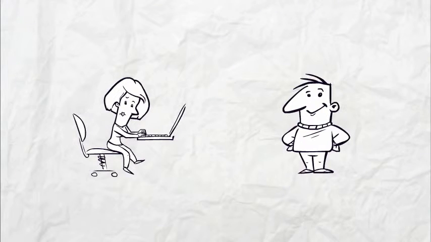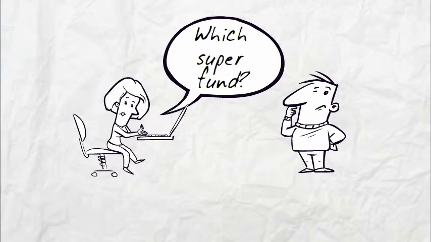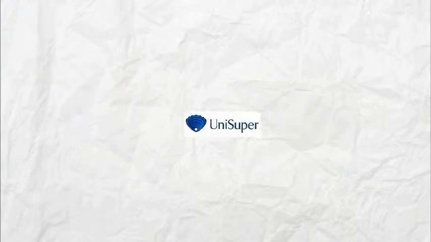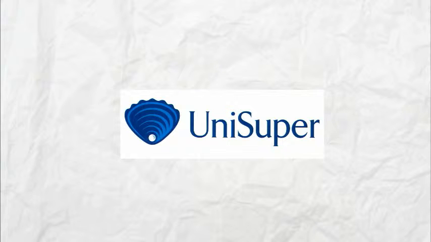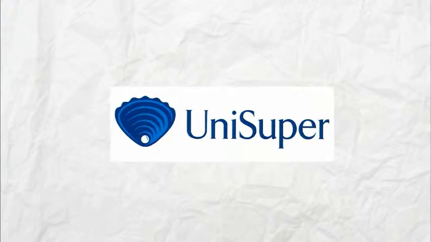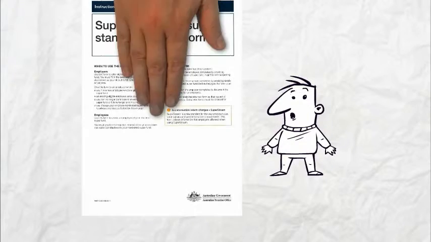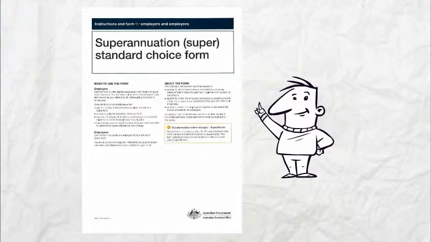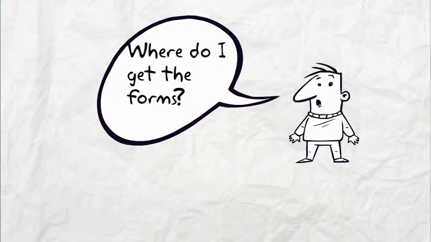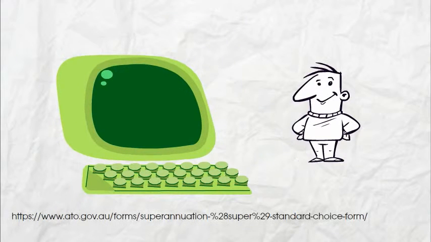While setting up your employment details, we will ask you which superannuation fund you want your superannuation payments made into. UniSuper is our default fund, but if you would like to use a different fund, you need to let us know, and you do that by completing a choice of fund form. These forms are available online, and you can access them by following the link below this video clip.